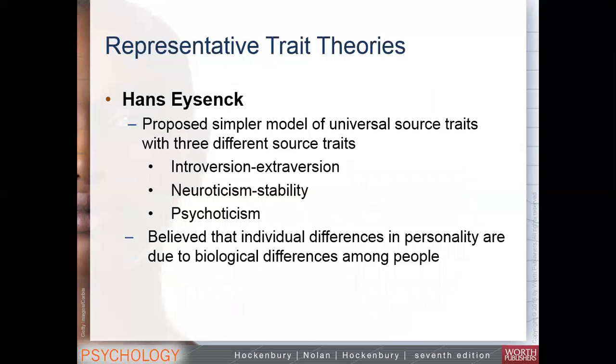Now, Hans Eysenck came in and said, ooh, okay, so if 16 are too many, let's stick with 3. In essence, he said that there's a much simpler model. There are 3 source traits. We have extroversion and introversion, neuroticism and stability, and psychoticism, goodness gracious, psychoticism. Essentially, this first one's all about energy. If you direct your energy more inward, then you're an introvert. If you direct it more outward, you're an extrovert.